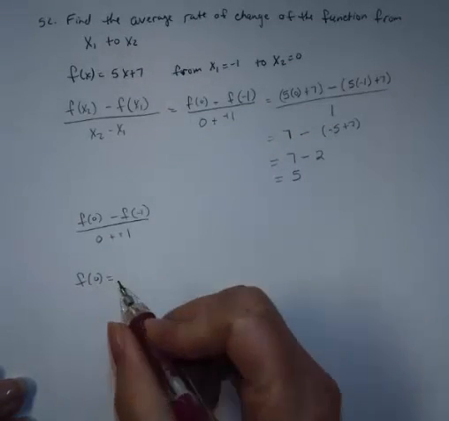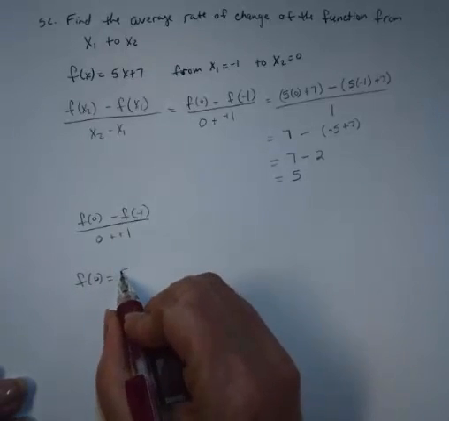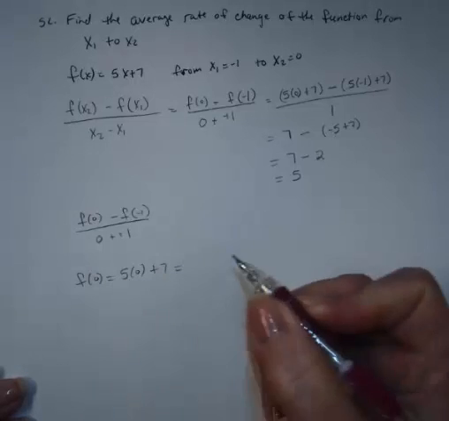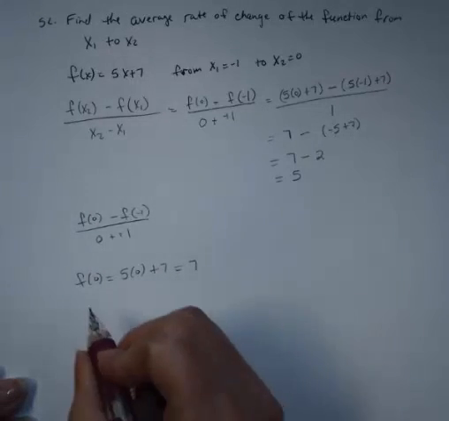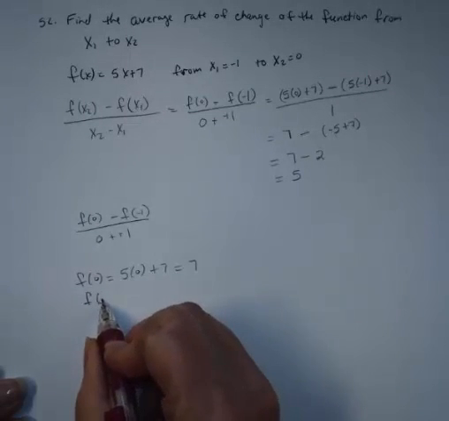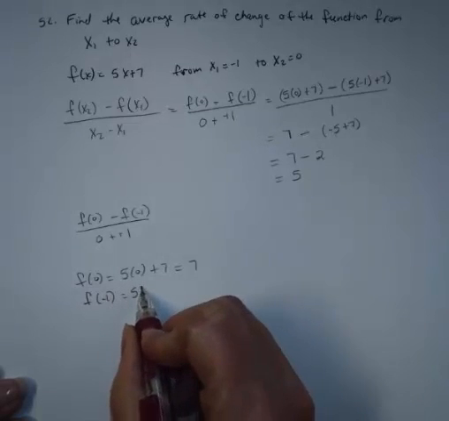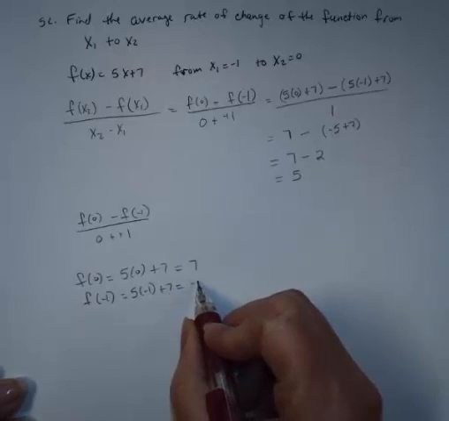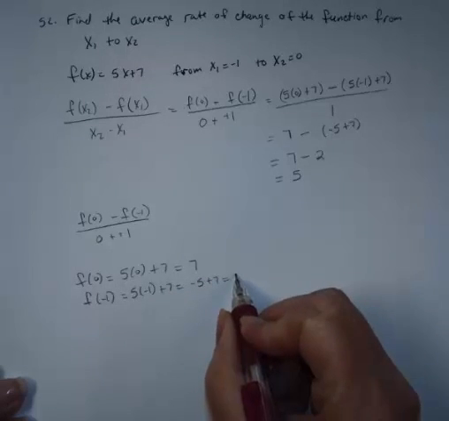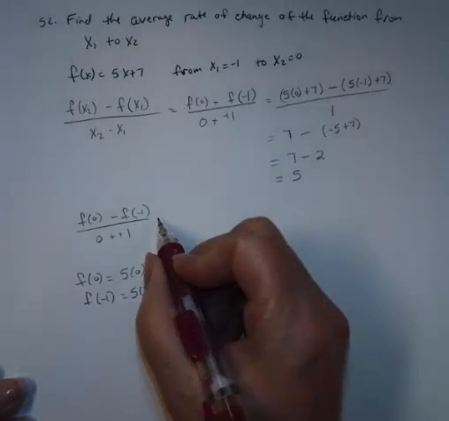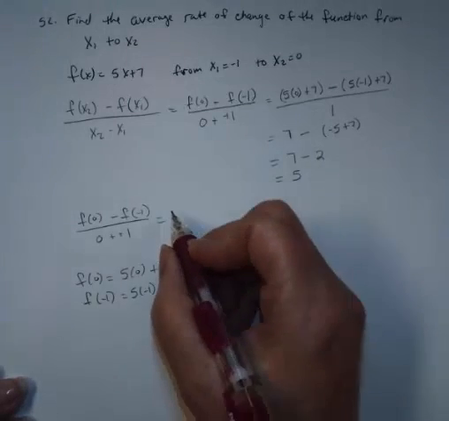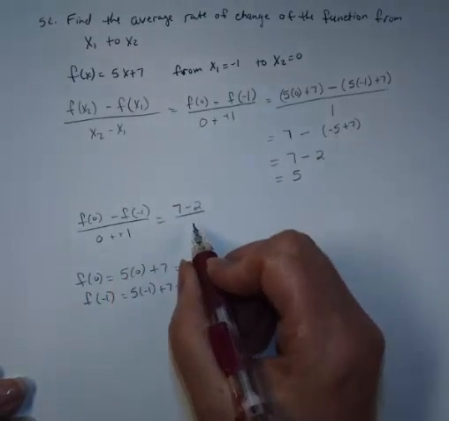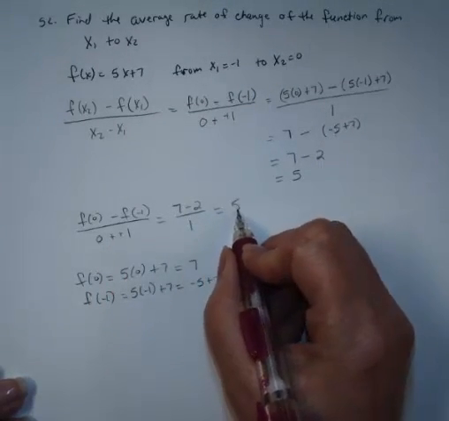So f at 0 would get us 5 times 0 plus 7. 5 times 0 is 0 plus 7 will get us 7. And then f at negative 1 is 5 times negative 1 plus 7, which gets us negative 5 plus 7, which is equal to 2. So we can just bring these values up, and we would have 7 minus 2 over 0 plus 1, which is 1, which will equal 5.